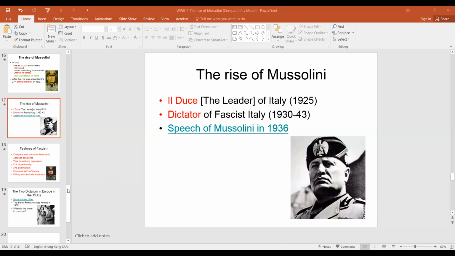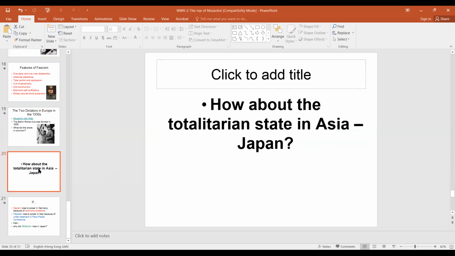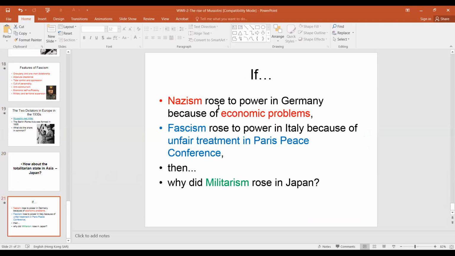All right, students, before the end of the lesson, one task for you. We've talked about totalitarianism in Europe. Then how about the totalitarian state in Asia, Japan? I would like you to think before the next lesson: if Nazism rose to power in Germany because of economic problems, and Fascism rose to power in Italy because of unfair treatment in the Paris Peace Conference, then why did militarism, 軍國主義, rise in Japan? So what I want you to do is to think about why militarism rose in Japan before the next lesson.